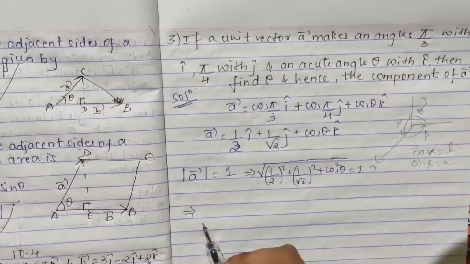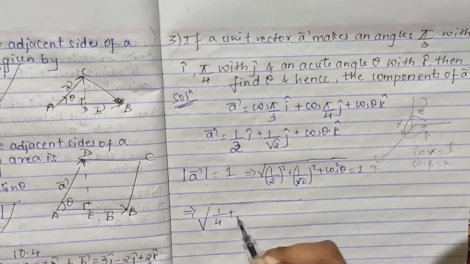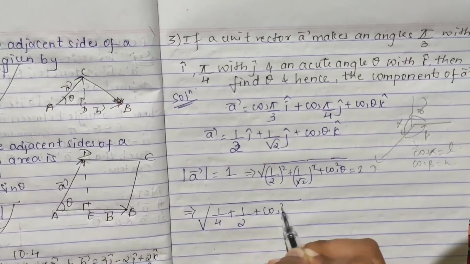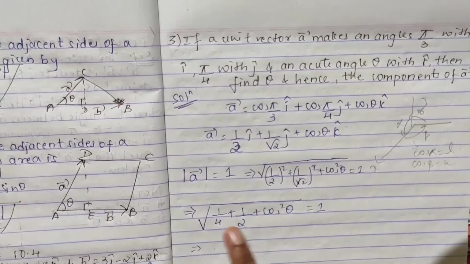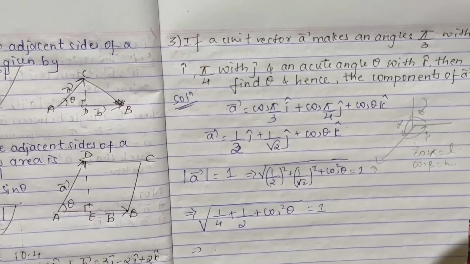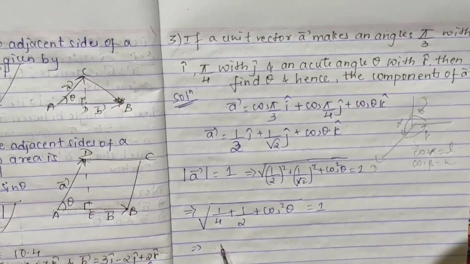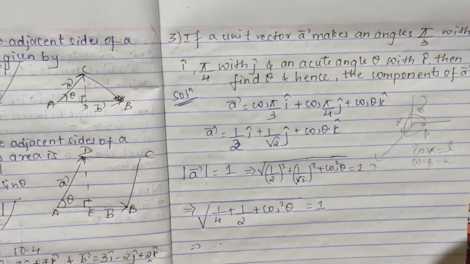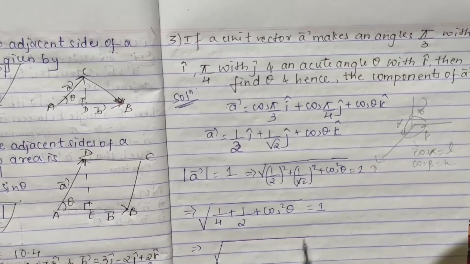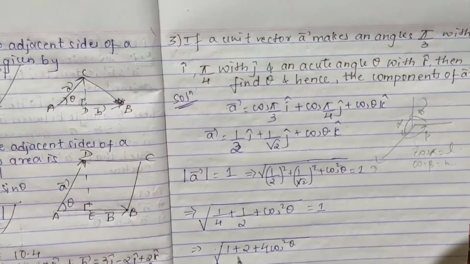I'm writing it here again. So this will be what? 1 by 4 plus, the root and 2 get cancelled, so 1 by 2 plus cos square theta is equal to 1. Now if I take 4 as the LCM, and take 4 out, I'll be left with 1 plus 2, 3, so this will be 1 plus 2 plus 4 cos square theta, whole divided by 4.